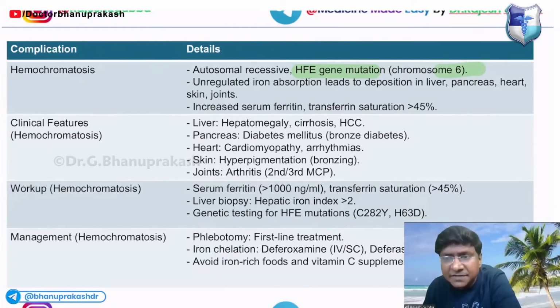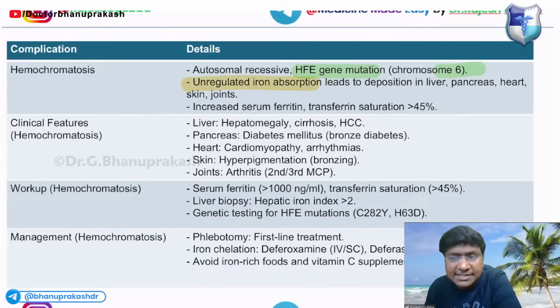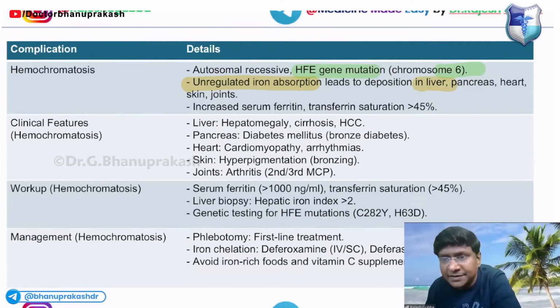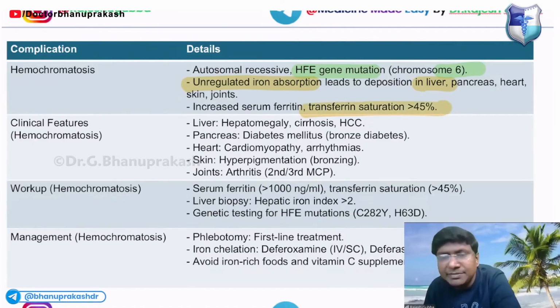And because of this HFE gene mutation, what is the problem? The problem is there is unregulated iron absorption. There is excessive iron absorption, and that iron will go and accumulate within the liver, pancreas, heart, skin, as well as the joints. And what is the organ that is affected first? That is liver. Liver is the first organ that is being affected. What is the first line investigation? You need to check the transferrin saturation. So what will happen to the transferrin saturation? That will be more than 45%, and that is the first line investigation.